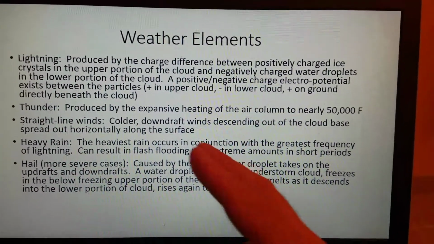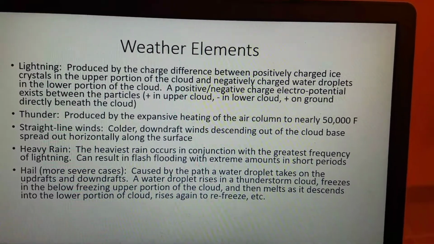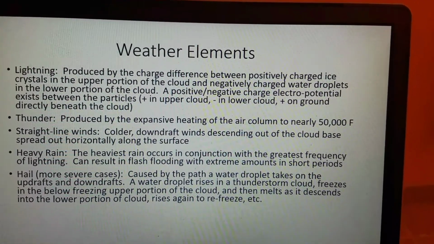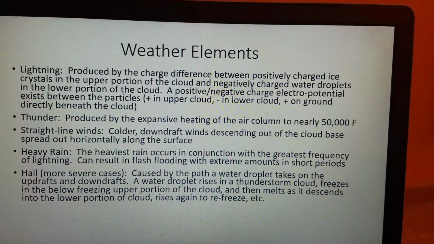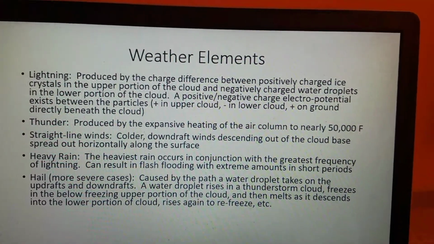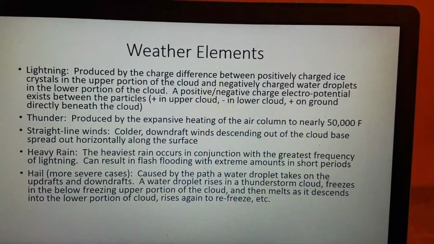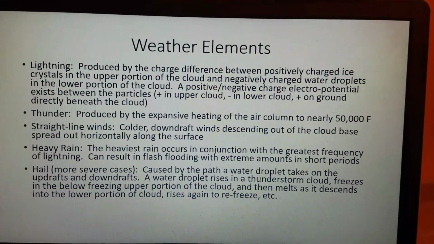Additionally, thunderstorms can produce what is known as straight line winds when you have colder downdraft winds descending out of the cloud base and they spread out horizontally along the surface. This is usually what happens as a thunderstorm line approaches your area. You get these colder downdraft winds, and you actually can feel that. You'll feel a drop in the temperature as that thunderstorm approaches, also known as outflow.